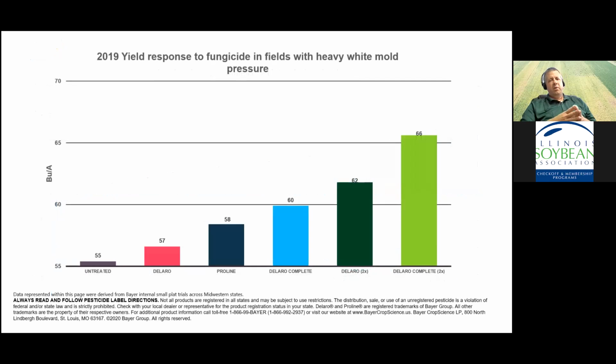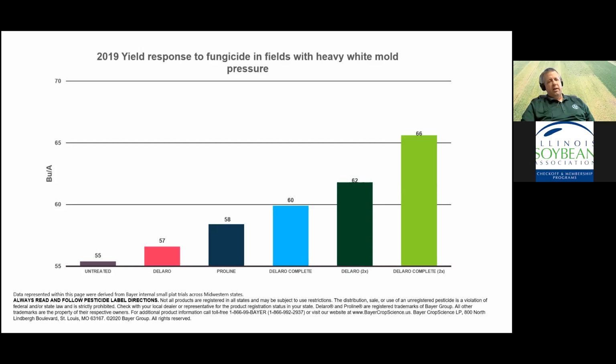I talked about white mold. In 2019, we had a lot of moisture and we had some white mold development. And we can see, as I mentioned, spraying a fungicide on white mold is important. We saw a yield increase. By going from Delaro to Proline, we looked at an ingredient that is more effective on white mold, and we saw another yield increase. By going to Delaro Complete, which would be a combination of Delaro, with multiple modes of action and an additional mode of action, we saw better control.